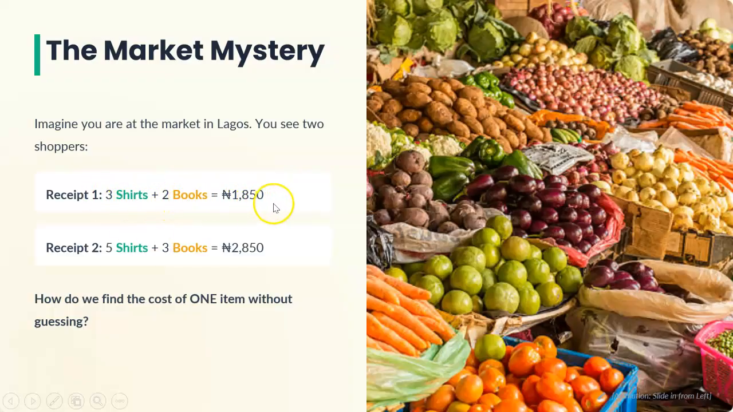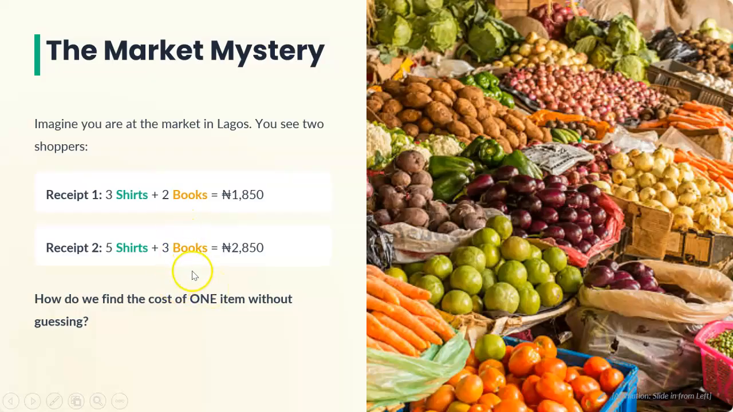This is a perfect example of simultaneous equations, because here you have 3 shirts plus 2 books, and the cost is 1,850. So what is the cost of 1 book? You may not know. If you don't know the cost of 1 book, you may not know the cost of 2 books. Then here you have 5 shirts plus 3 books equal to 2,850. So how do we find the cost of one item without guessing? It shouldn't be guesswork because you may not be sure. And that is exactly what simultaneous equations will help you do.